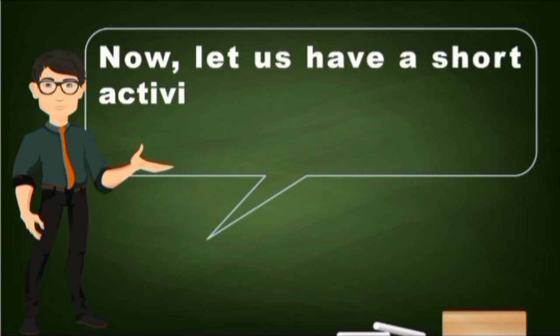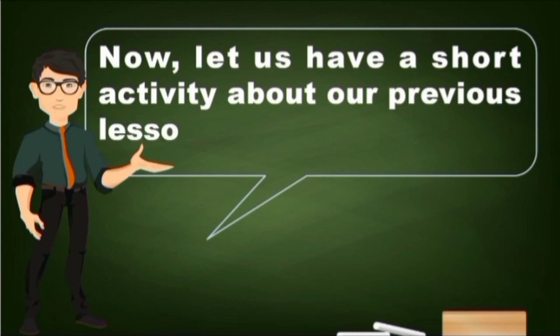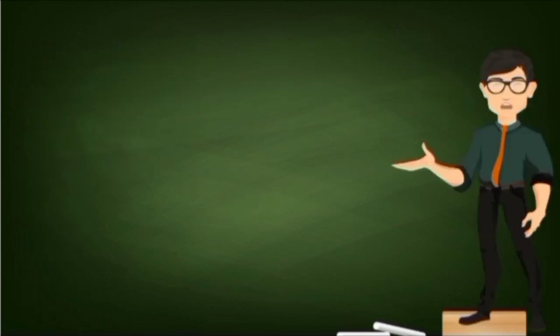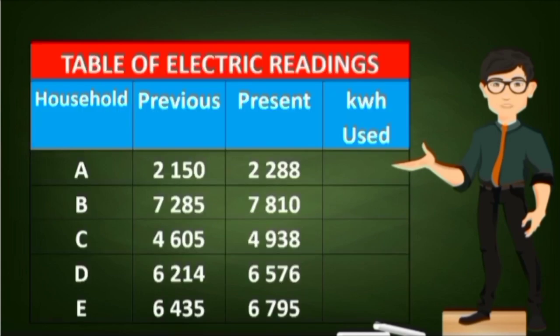Now, let us have a short activity about our previous lesson. Let us complete the table. Let us solve for the kilowatt hour used per household. Let us start. Letter A, 2,150 and 2,288. What is the answer? The answer is 138. Very good.